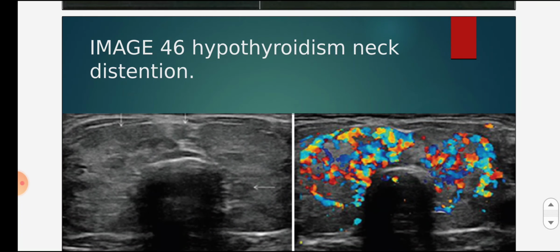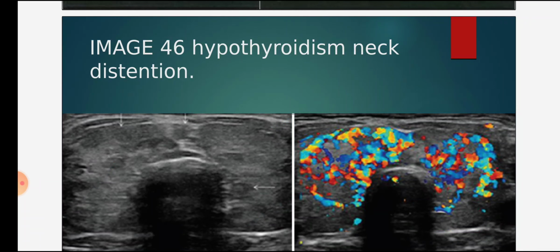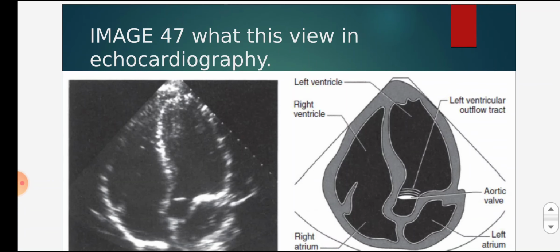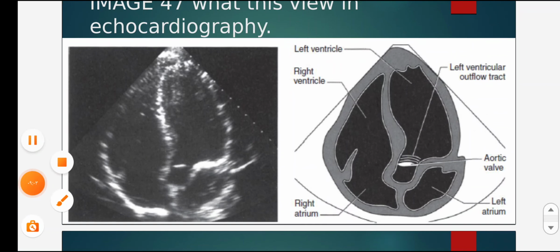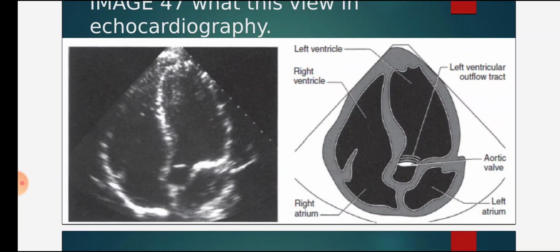Image number 46. Patient with hypothyroidism and neck extension. Increase in the size of the thyroid with small cysts, and the feature of hypervascularity and hypothyroidism, a feature of Hashimoto's thyroiditis. Image number 47. What is the echocardiographic view? If you see the 4 or 5 chambers, the left ventricle and right ventricle, left atrium and right atrium, and the aorta, it is the feature of the apical 5 chamber view.